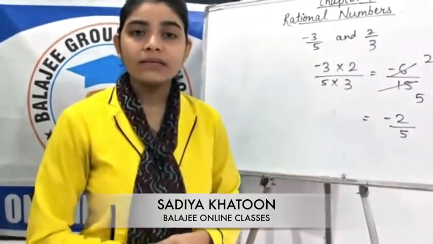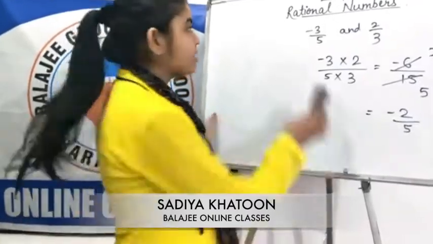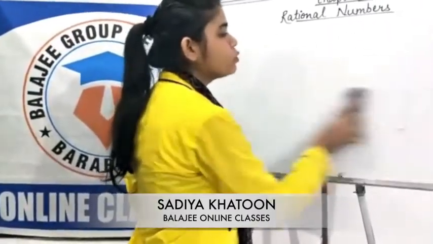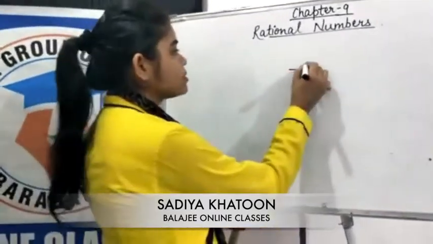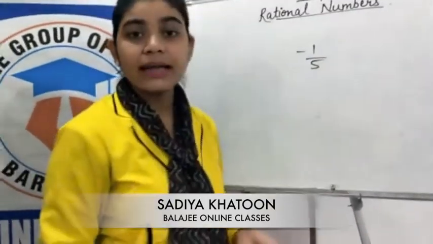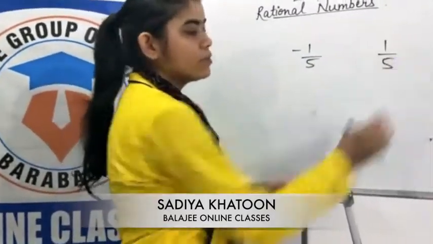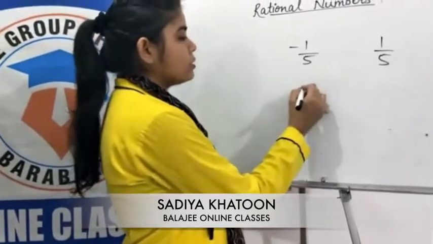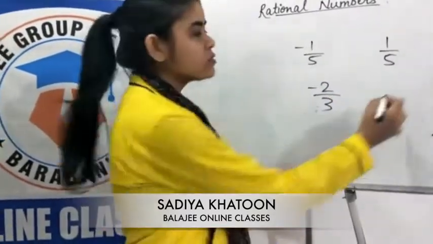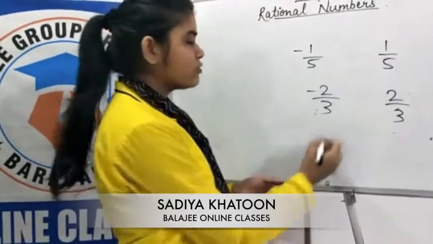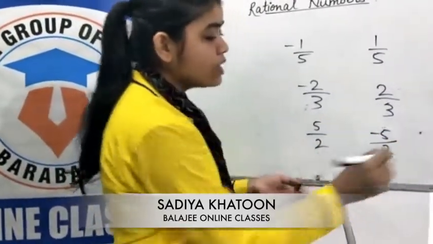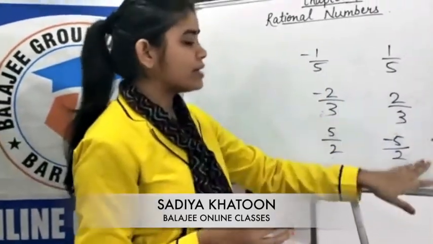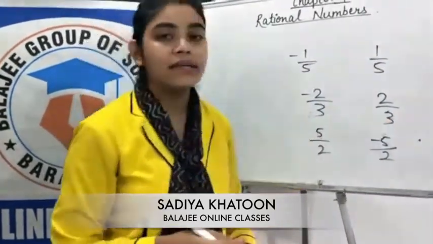The next topic is about the additive inverse. Additive inverse means you just have to change the sign. If I tell you in layman language, suppose it is minus 1 upon 5, the additive inverse will be 1 upon 5. If I give you minus 2 upon 3, the additive inverse will be 2 upon 3. If I give you 5 upon 2, the additive inverse will be minus 5 upon 2. Which means if it is plus, you have to write it as minus. If it is minus, then you have to write it as plus.